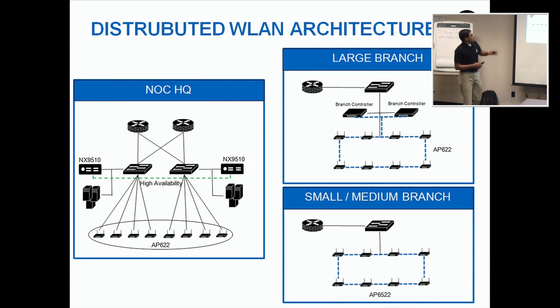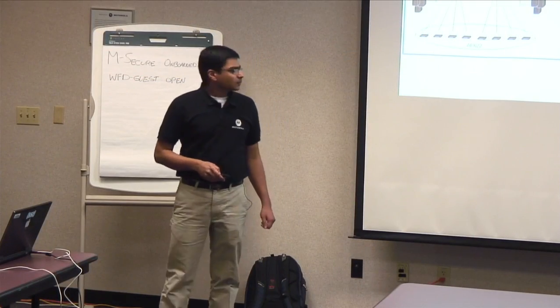What we've shown here is, at the large branch, typically we would have a local controller at the site managing the access points, and these controllers would in turn home back to the NOC controller and download their config, right? For a small or medium branch office, you wouldn't need a controller at the local branch. The APs would be talking to themselves at the branch, and then they would home back to the NX9510 and download the config. So you get centralized management across all the sites, irrespective of the size of the branch, right? At that small to medium size, there is no controller.